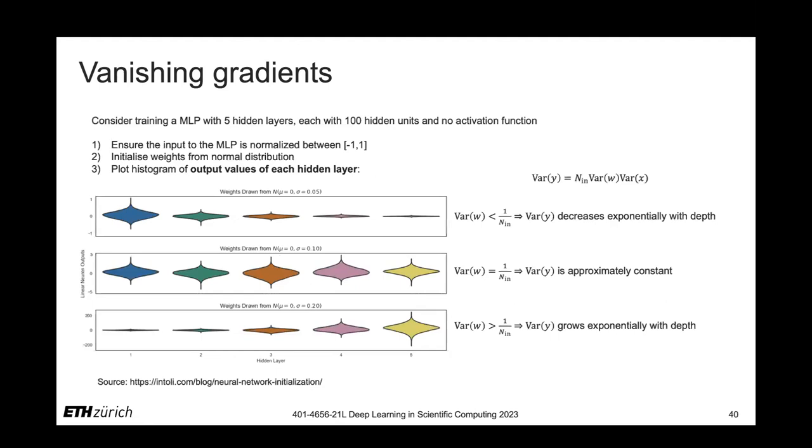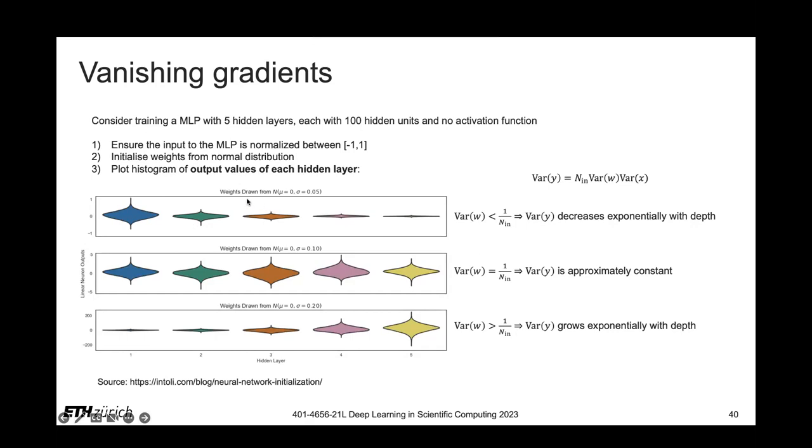We can explore this empirically a little bit. Imagine setting up a fully connected network with 5 hidden layers, where each hidden layer has the same number of hidden units, so the width stays the same through the network, with no activation function for now. As I said before, we make sure the inputs x are normalized between -1 and 1. We initialize the weights from a normal distribution, so mostly between -1 and 1. Then we plot a histogram of the output values of each layer, those 100 values of each layer.